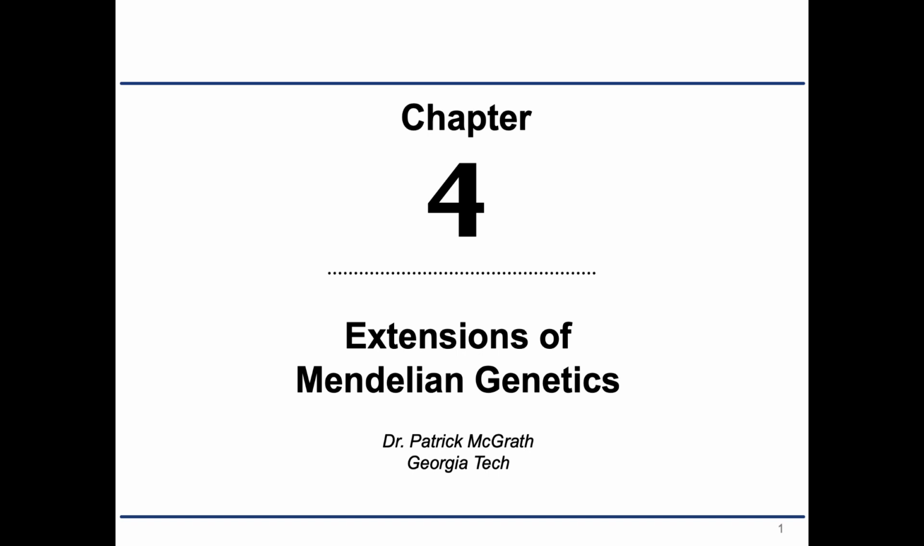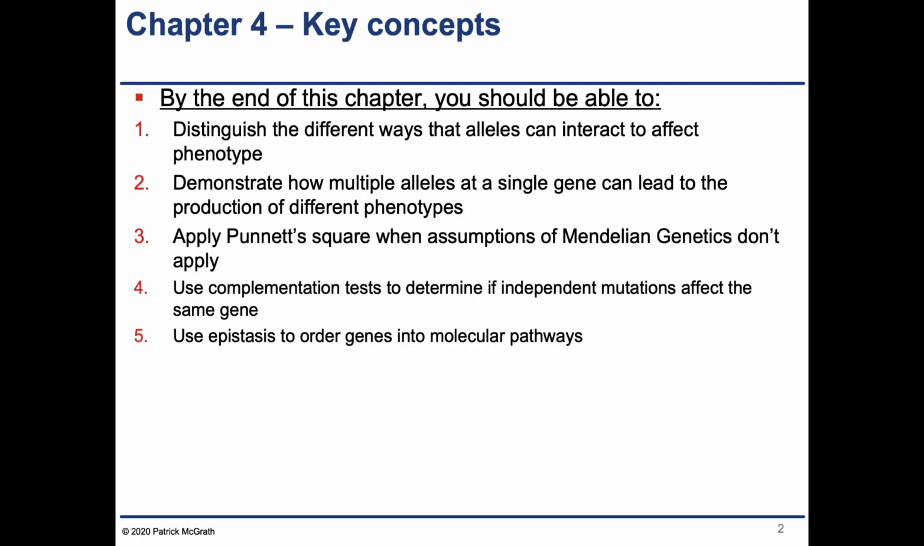Okay, chapter 4 is on extensions of Mendelian genetics. So in this chapter, we're going to relax some of the assumptions of Mendel. The alleles and the phenotypes that he studied were not a complete example of what can occur. And so now we're going to relax some of those assumptions and look at some real world examples of situations that don't follow those rules and kind of why they don't.